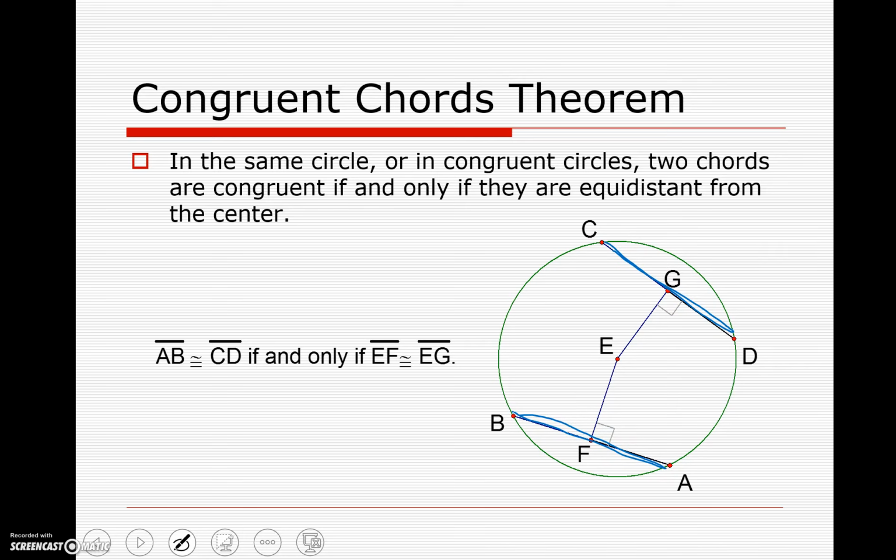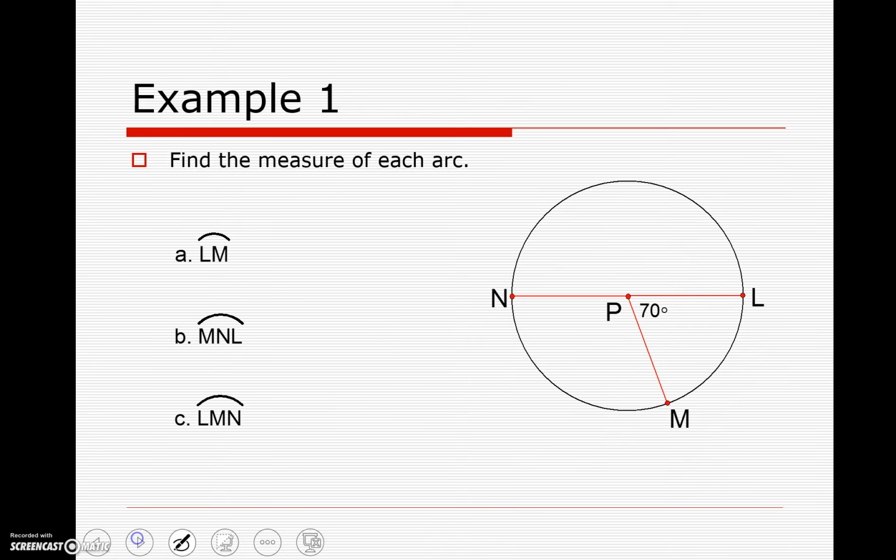So the way we show that is first we have two pieces, EF and EG. They are coming from the center, and they are forming these perpendicular pieces here. So the only way for BA and CD to be congruent is if this piece has to be congruent to that piece. If that's not the case, then those two chords will not be congruent. So let's take a look at an example with all those theorems.